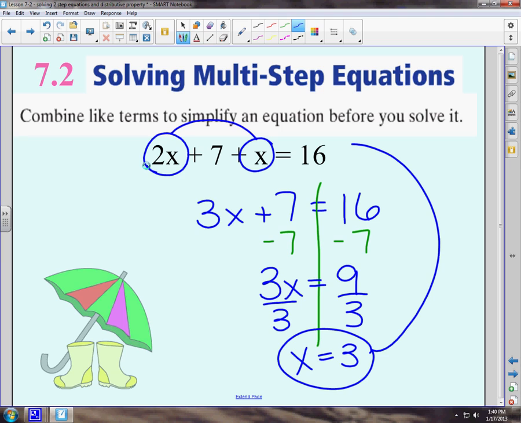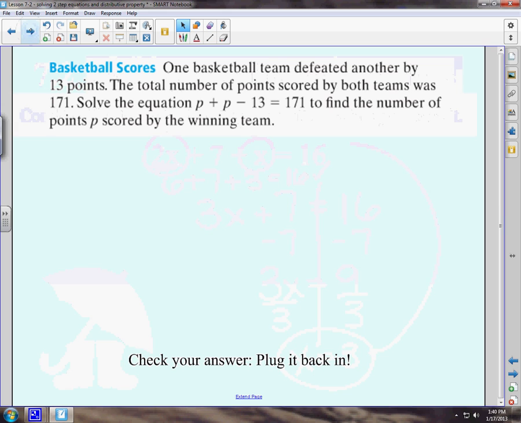Now I can check it. 2 times 3, so I'm right here at the beginning of this equation. 2 times 3 is 6, plus 7 is 13, plus 3 is 16. So I know I got the answer correct. X equals 3.